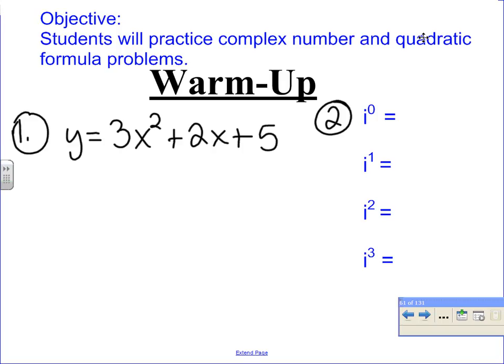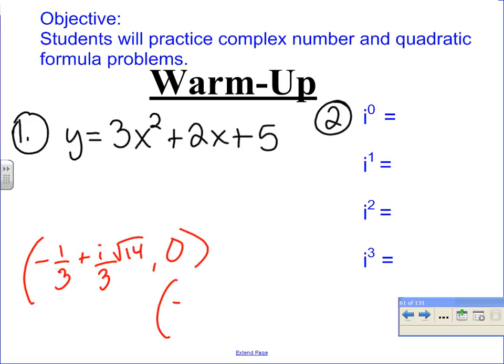We're going to start here by going over a warm-up. The first one you did by using the quadratic formula, you were solving for x-intercepts. The second one is just to remind you of the imaginary unit i, to make sure you remember. Good job. Or if you left it as -1 plus i square root of 14 over 3 and -1 minus i square root of 14 over 3, that's fine. If you left it all together, that's fine. If you split them up, that's fine as well.